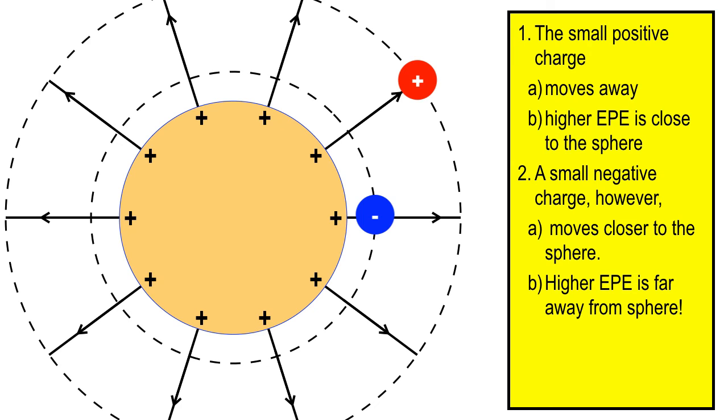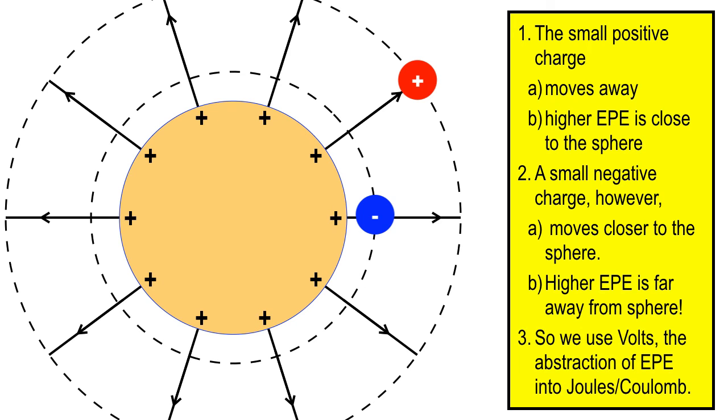But what scientists have done over the past few centuries is use something called volts, a voltage. The fancy name for it is electrostatic potential, not electrostatic potential energy, electrostatic potential. And the units that we measure it in are volts. So go ahead and write down that vocabulary term, electrostatic potential, i.e. voltage. And we use that as an abstraction of potential energy.